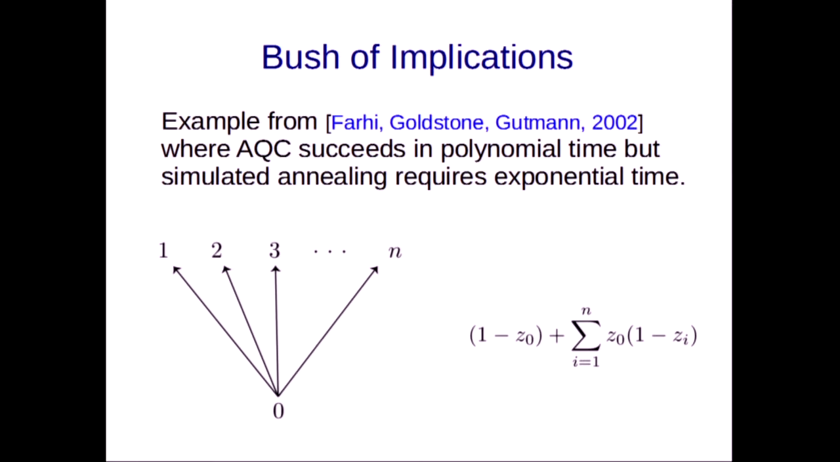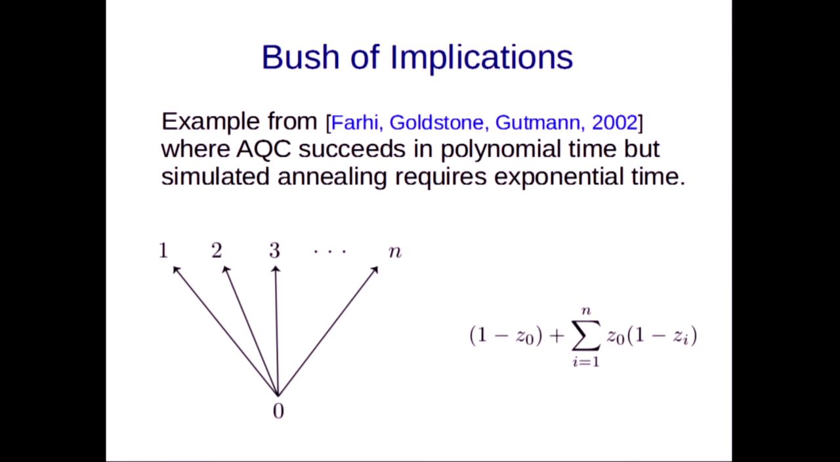Something we have analyzed more thoroughly is a rather neat problem from a 2002 paper by Farhi, Goldstone, and Gutmann called the bush of implications. The point of this example was that it was a problem where adiabatic quantum computing solves it in polynomial time, but simulated annealing requires exponential time to solve it.